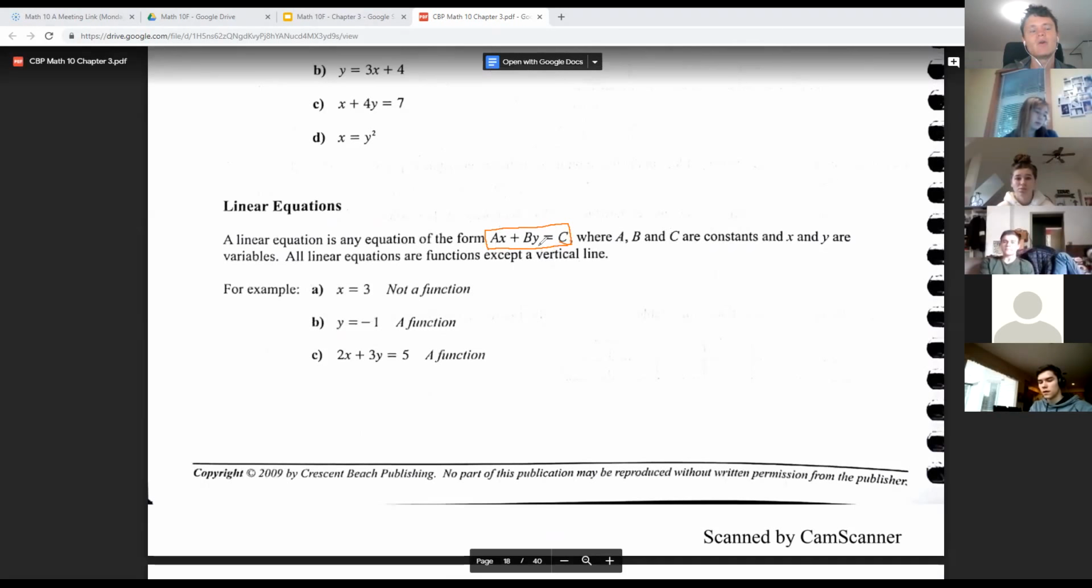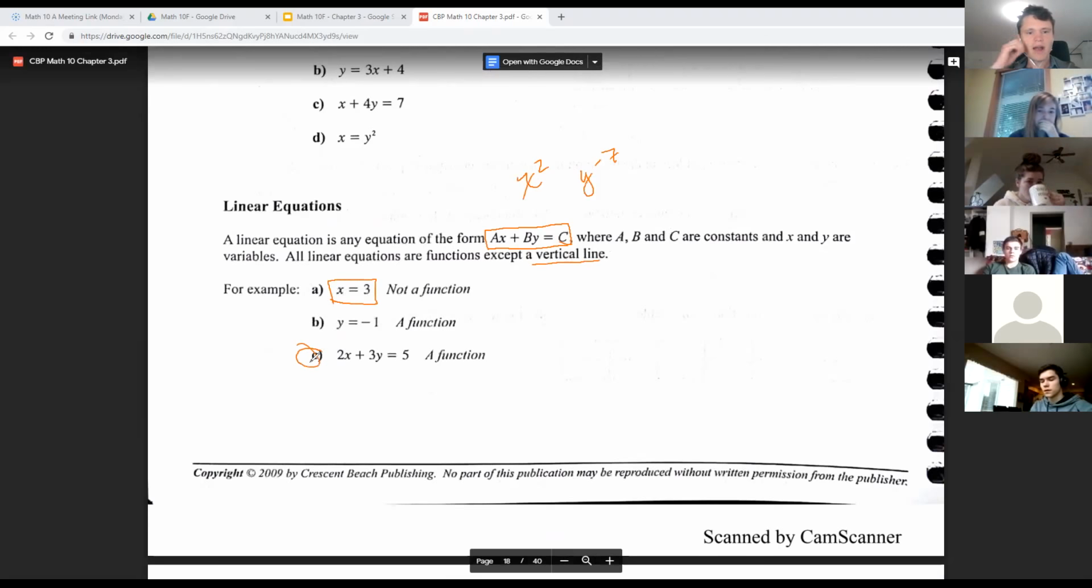But the X and Y, importantly, should just be normal. They can't be X squared or Y to the power of -7. Okay, it can't be anything like that. So we're also mentioning all linear equations are functions except a vertical line. Okay, except a vertical line. So that would be this one here. If we graph this, x equals 3 or something like that, we'll see that it's not a function.